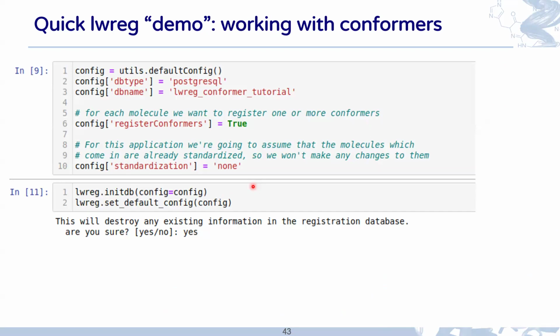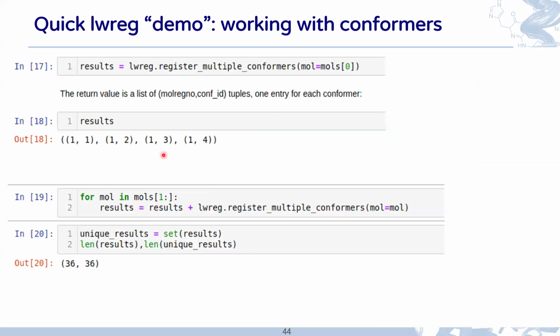This is just showing how you work with conformers. In this case, I set up a configuration where I say I want to work with conformers. I am going to provide it 3D structures that I don't want it to mess with. I don't want it to remove hydrogens. I don't want it to standardize them. I just want it to take what I give it as is, so I turn standardization to none. Otherwise, this is all the same.